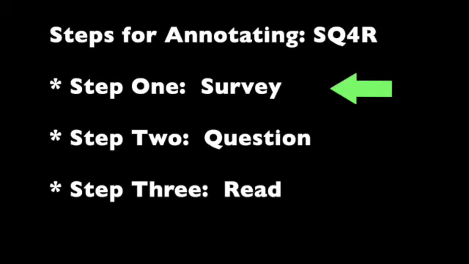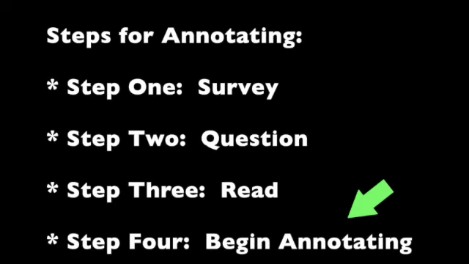The first thing that you need to do before you begin annotating is survey your text, write down questions that you have about your text, and read your text. When you have an overview or a gist of your text, then you're ready to begin annotating. So let's take a look at a sample text and what annotating might look like for you.